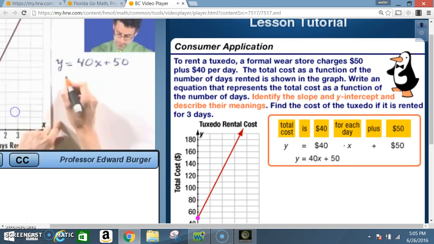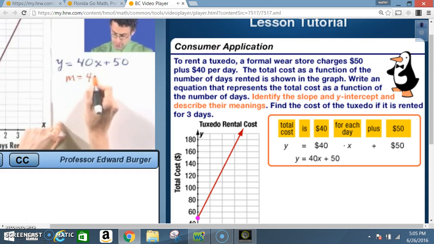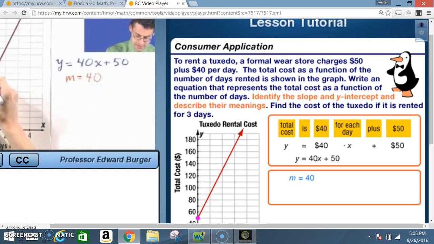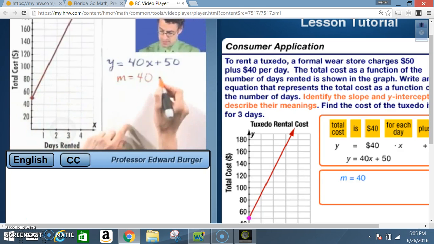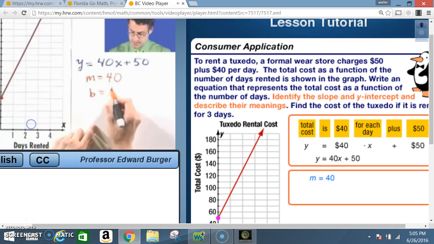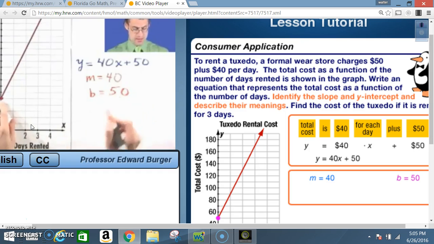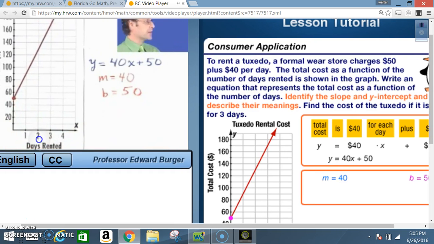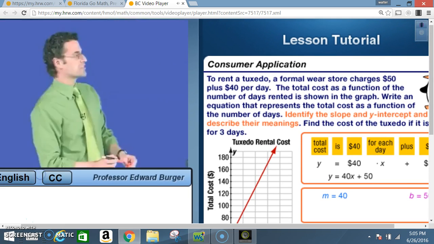The slope is 40, and we just saw that. Rise over run, 40. And the y-intercept is 50. It crosses the y-axis at 50. So that's great. And then finally, describe their meanings.